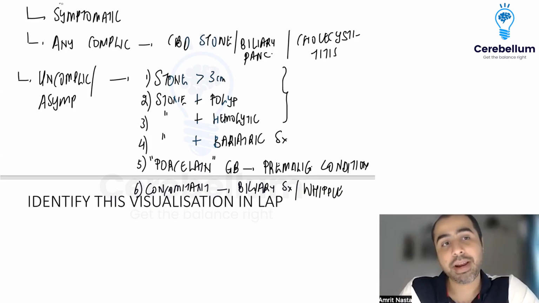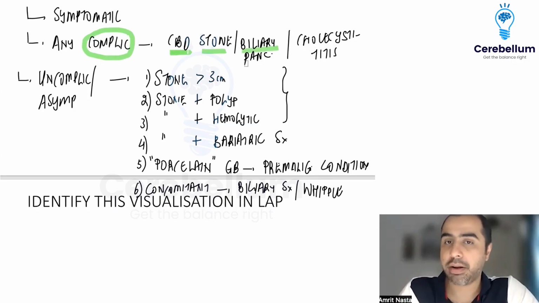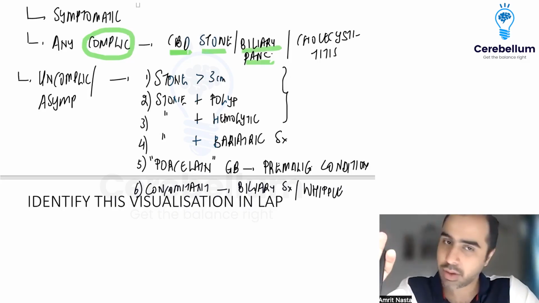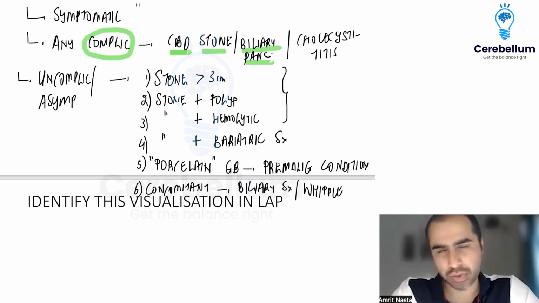But please be very clear, if the patient has any complication, like CBD stone, or he got biliary pancreatitis, one of the things you have to do is going to be cholecystectomy. Then if the stone is in the CBD also, you will do ERCP to remove the stone, and so forth. But cholecystectomy has to be done.